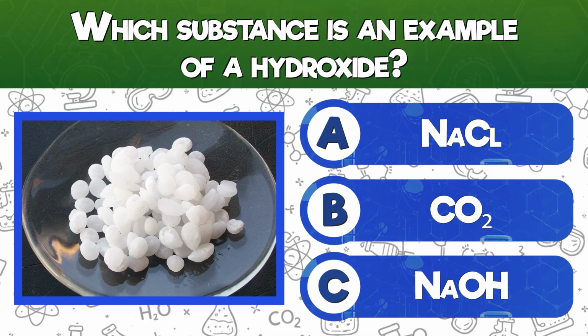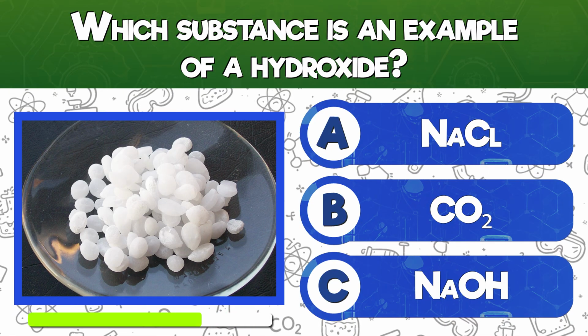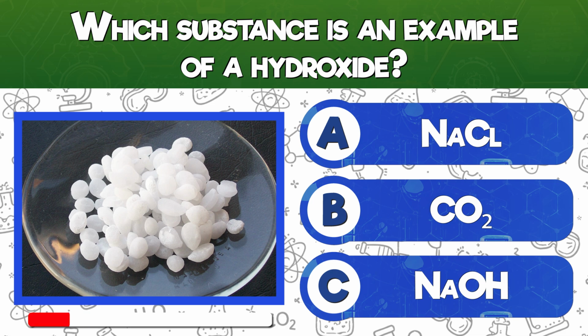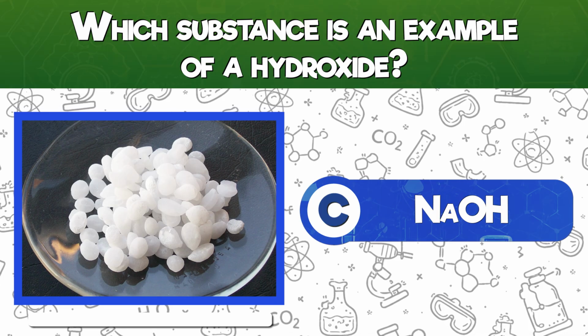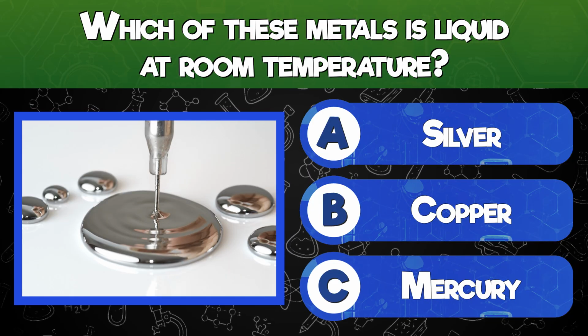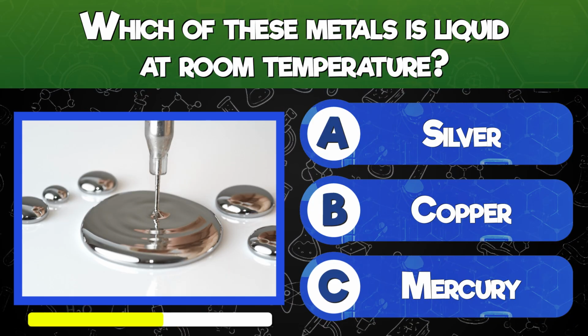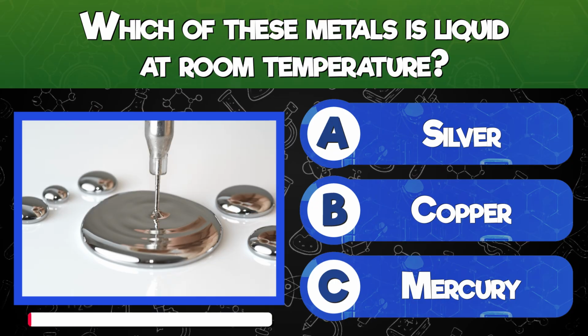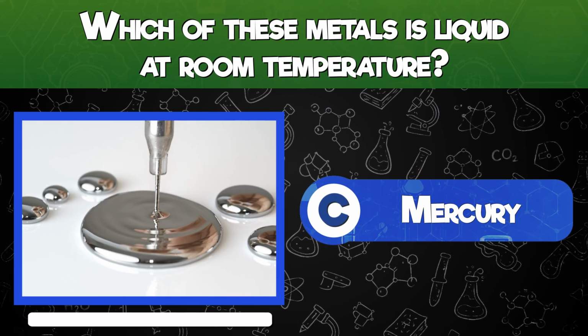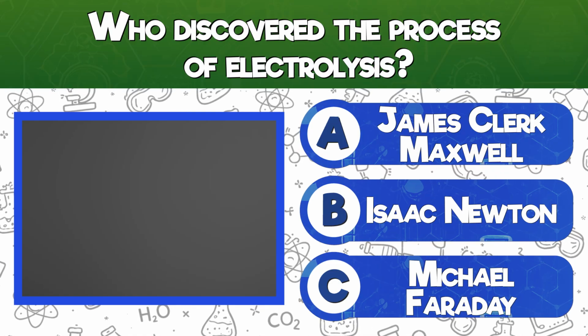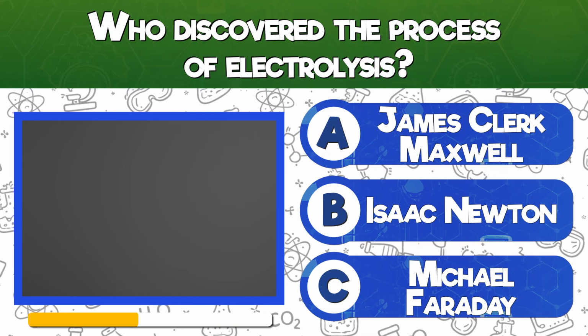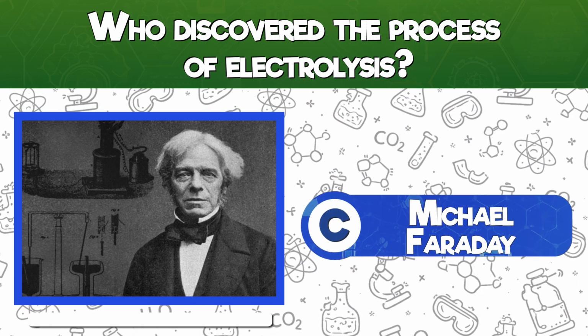Which substance is an example of a hydroxide? Sodium hydroxide. Here we go! Which of these metals is liquid at room temperature? Mercury. Who discovered the process of electrolysis? Michael Faraday.